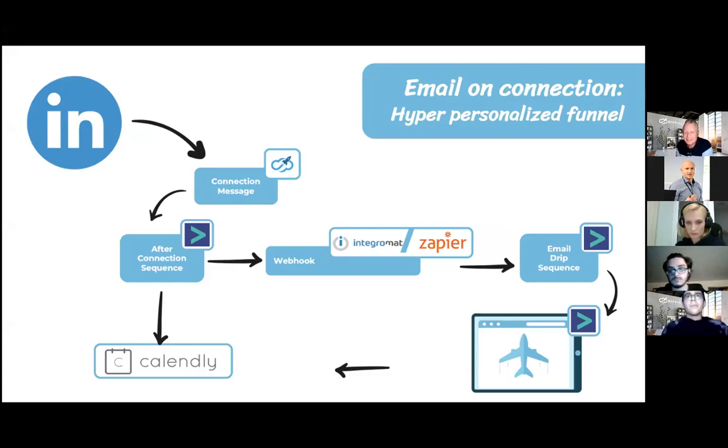The webhook sends it over to the email tool you're already using. Then you can embed the Hyperize part with the personalization in your email as well. You can send over a GIF animation or a personalized image in your email, just to say thanks for the connection.